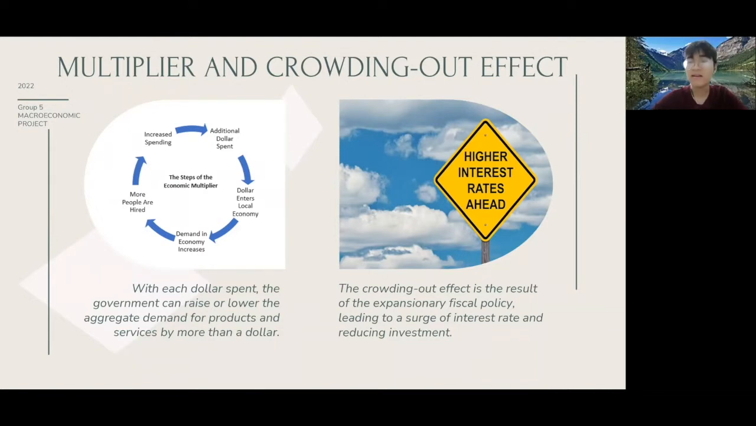The crowding-out effect is the result of the expansionary fiscal policy, leading to a surge in interest rates and reducing investment. The interest rate rises as the increase in spending raises the money demand in the money market. Therefore, the demand for business investment goods declines as borrowing becomes more expensive. Now, this is an overview of the economy in the pandemic presented by Wunan.